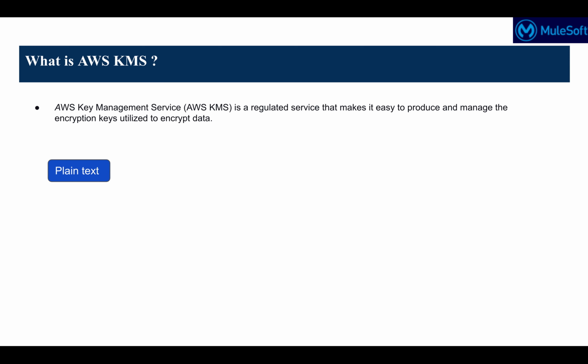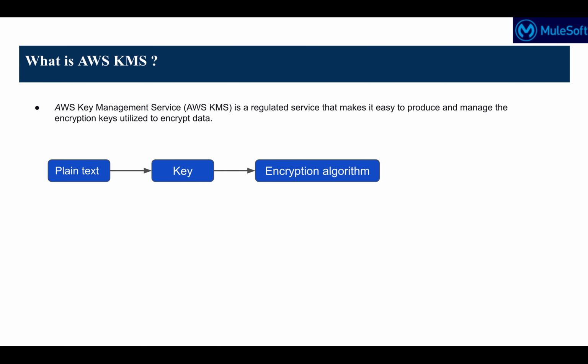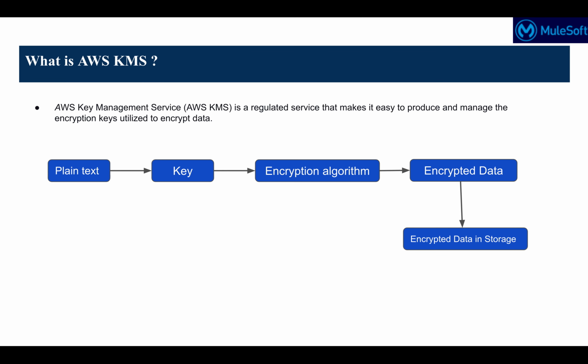Here you can see how it works. Whenever we send plain data to any persistent storage, it goes with the key. We send it along with the key itself, and when it reaches the server, the server, API, or tool performs the encryption algorithm and encrypts the data, and then we can store the data in the encrypted storage.